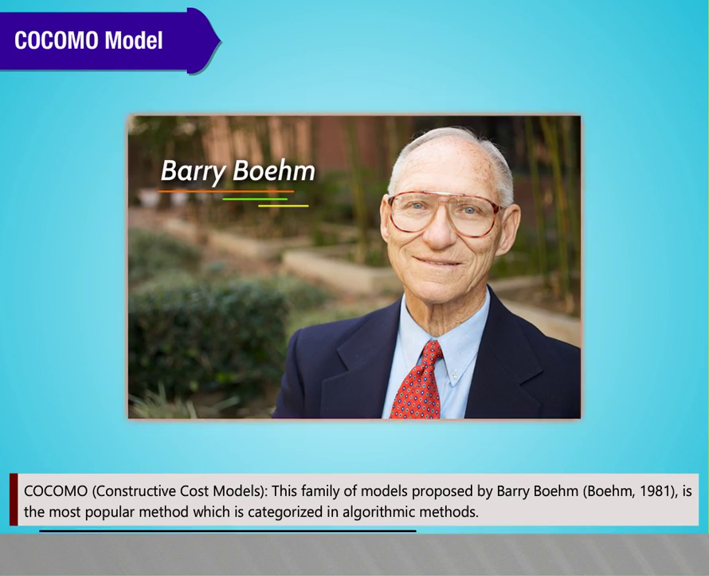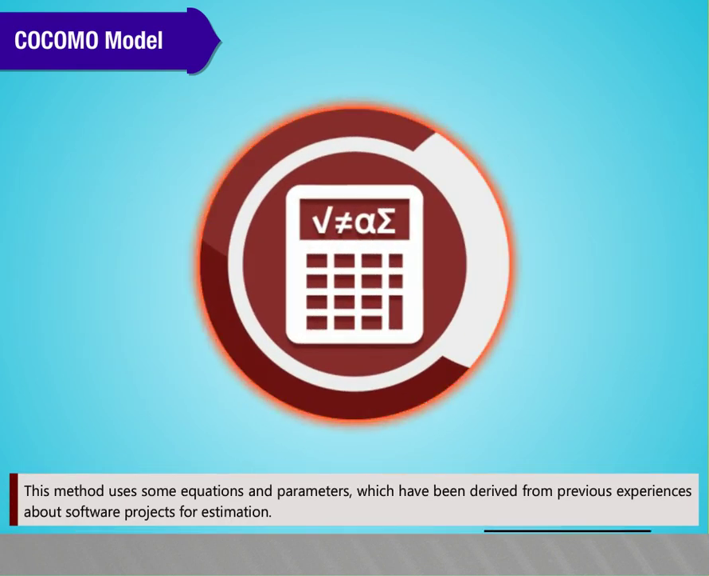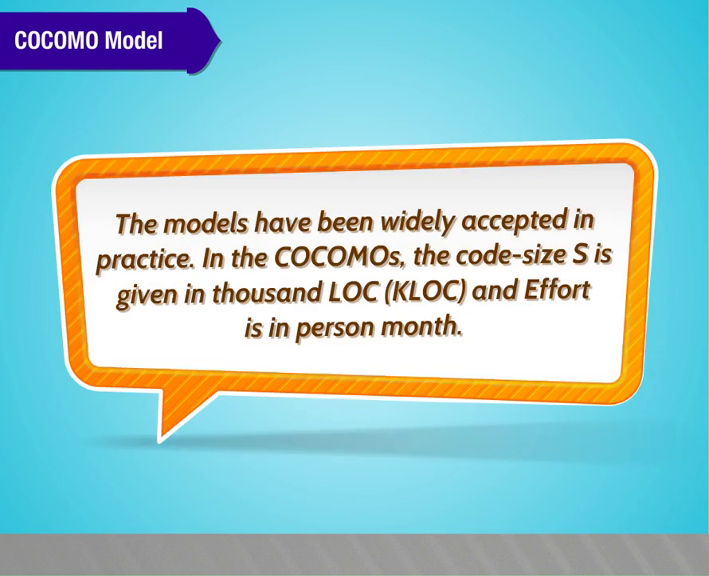COCOMO, Constructive Cost Models. This family of models, proposed by Barry Boehm in 1981, is the most popular method categorized in algorithmic methods. This method uses some equations and parameters which have been derived from previous experiences about software projects for estimation. The models have been widely accepted in practice. In the COCOMOs, the code size S is given in 1000 LOC, that is KLOC, and effort is in person-months.